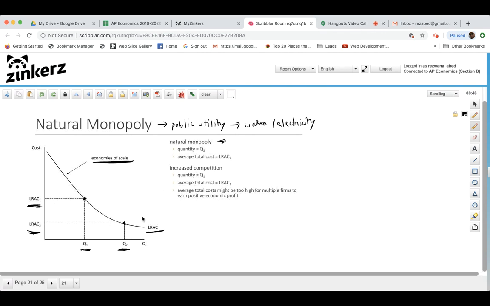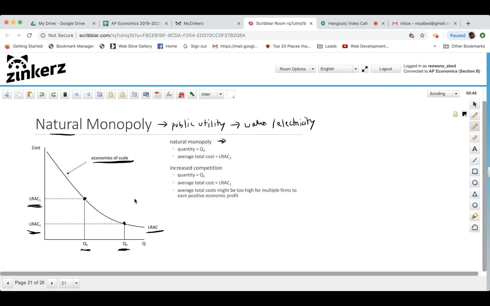So this is a situation where, with a natural monopoly, because their average total cost is declining as they produce more and more, it makes sense for there to be just one farm meeting the entire demand for that service, rather than two competing farms, because the average total cost is going to be higher, and there's not going to be enough positive economic profit for everybody.